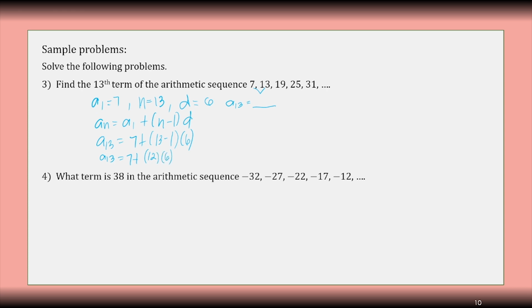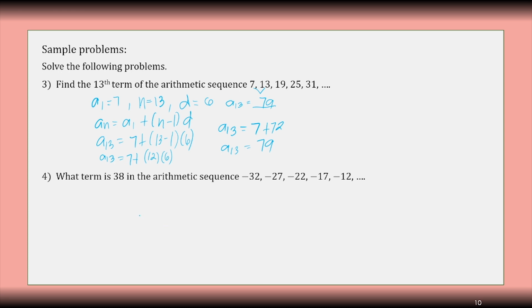times 6. Okay, so continue lang natin dito sa ating kabilang side. So, a sub 13 is equal to 7 plus 12 times 6 is 72. Then, add lang natin siya. A sub 13 is 79. So, ang a sub 13 na hinanap natin is 79. Okay, so ganun lang kasimple ang paghanap ng ating 13th term.